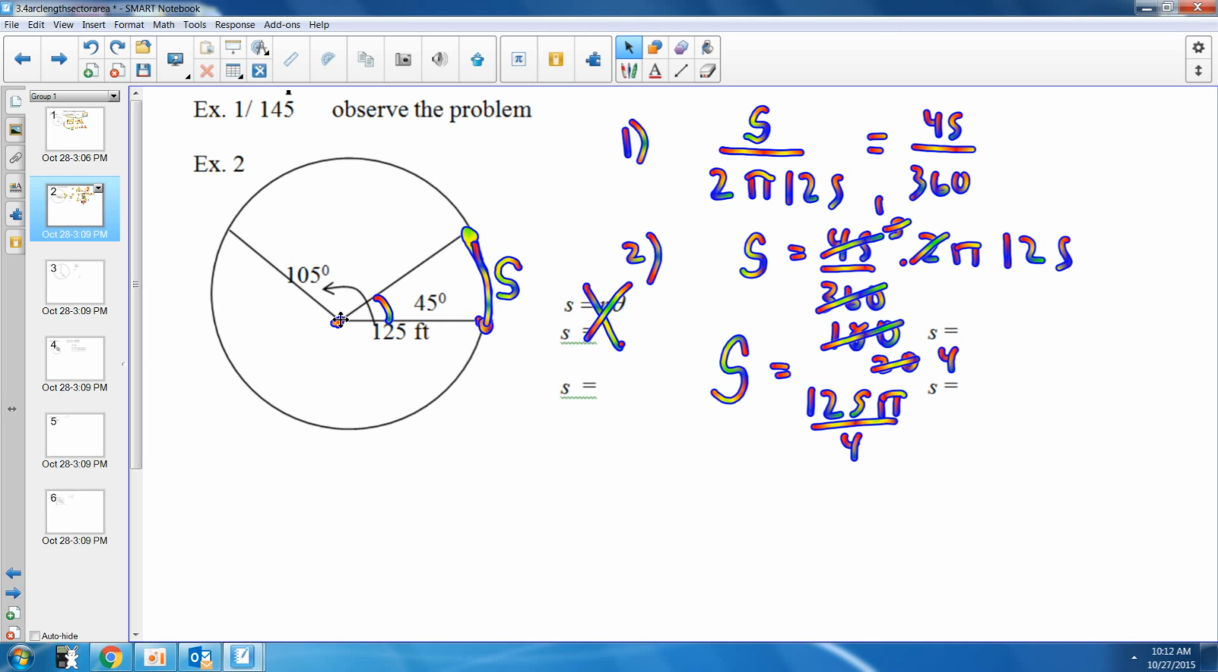The same problem can be done with 105 degrees instead of 45. Basically what you're doing is you're changing that number right there and everything else is the same. That's arc length.